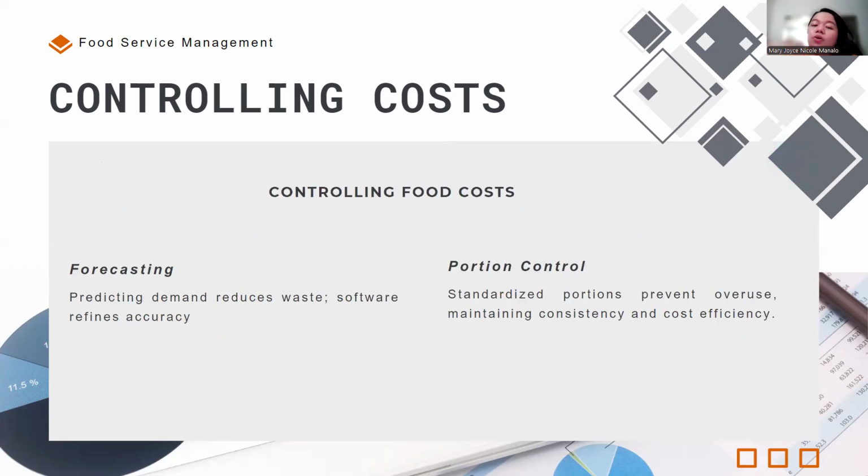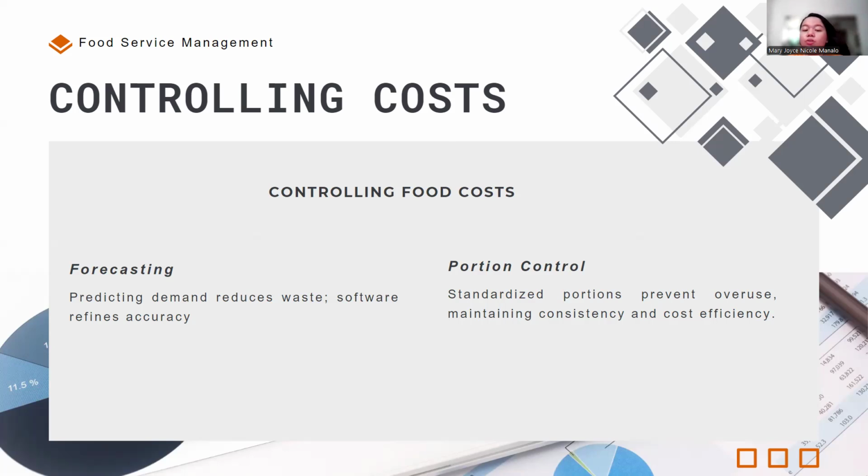So for controlling food costs, several factors contribute to high food costs, including poor purchasing, waste, inaccurate forecasting, and the lack of portion control. For forecasting, predicting sales trends helps ensure that the right amount of food is prepared. Factors such as holidays, weather, and promotions influence demand. Software can help managers refine forecasts and reduce waste.